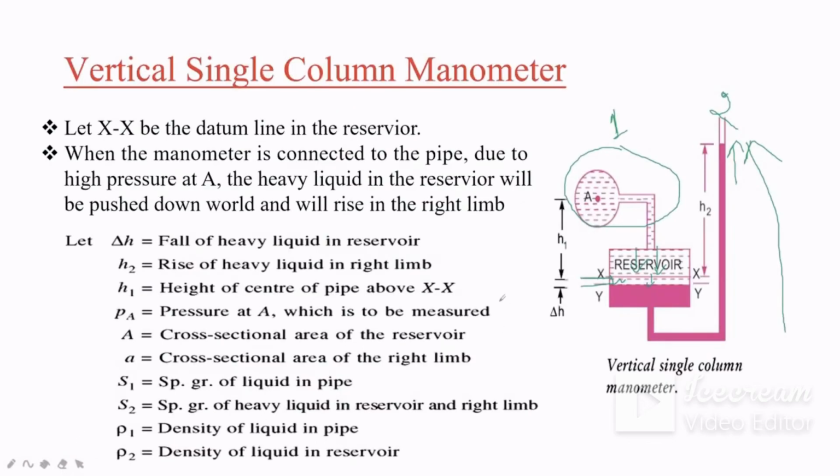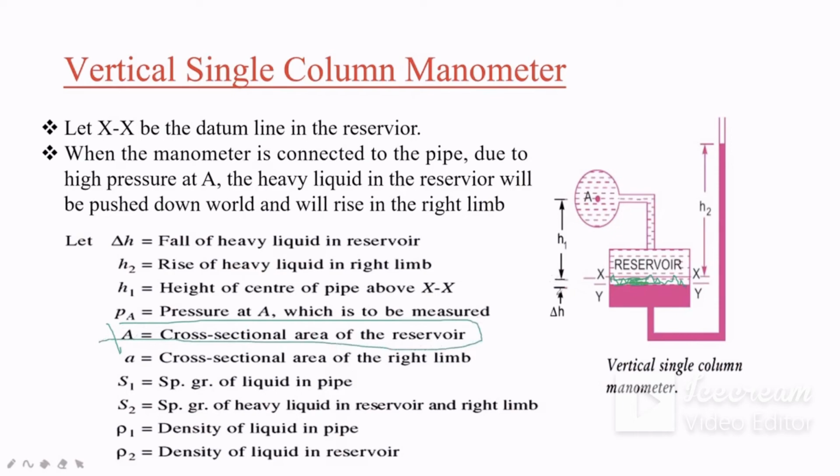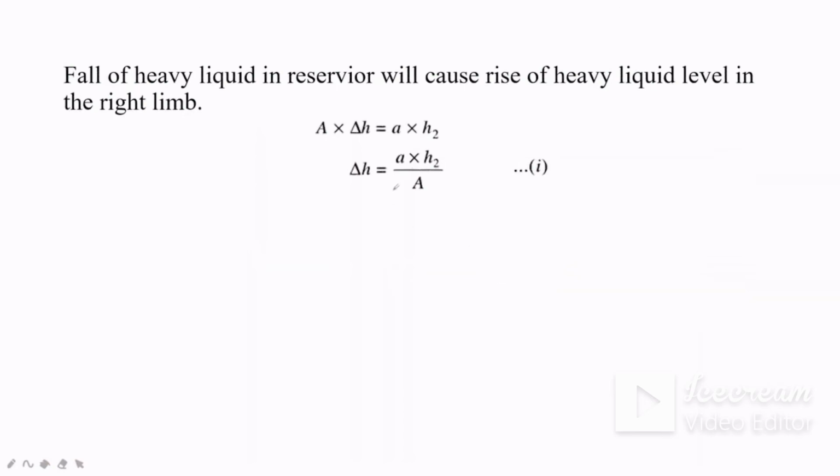I will show you the figure another time. They are considering only whatever fall is there, this much quantity only, not the full reservoir. So this area is A, the cross sectional area of the reservoir, into delta H depth. The rise in the right limb is small a into H2. We are equating them both, so we get the value of delta H as a H2 by A.